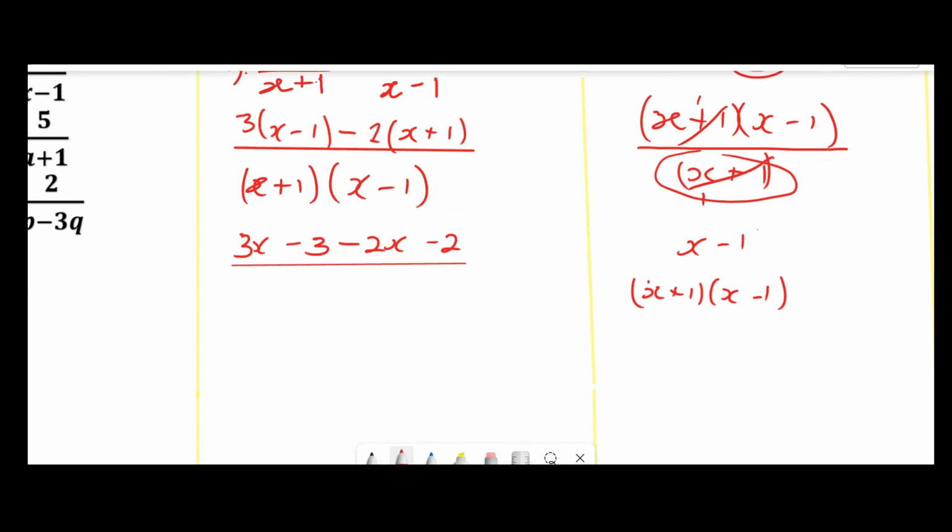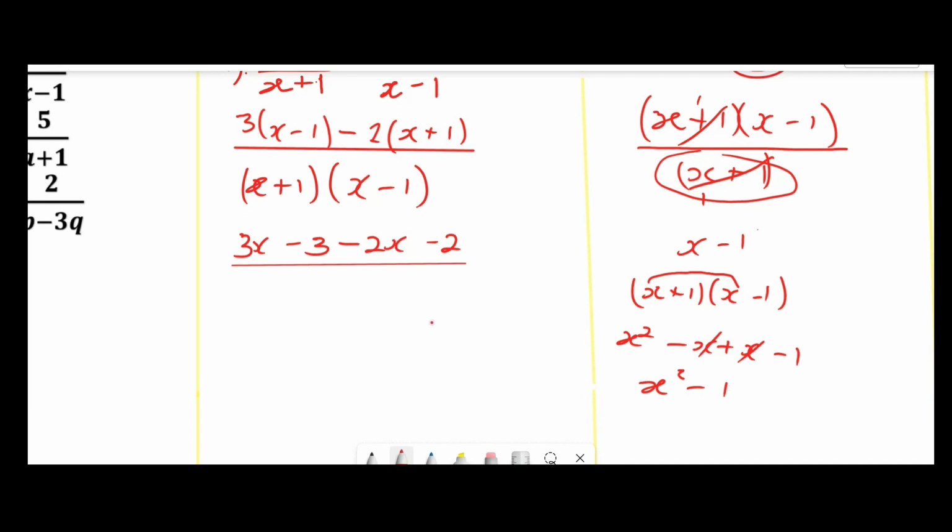X times x is going to be x squared, and then x times the negative 1, we have negative x. 1 times x is going to be x, 1 times negative 1 is going to be negative 1. So these two guys will just cancel. We have x squared minus 1. So that means when you simplify the denominators, when you multiply them, we're going to get x squared minus 1.